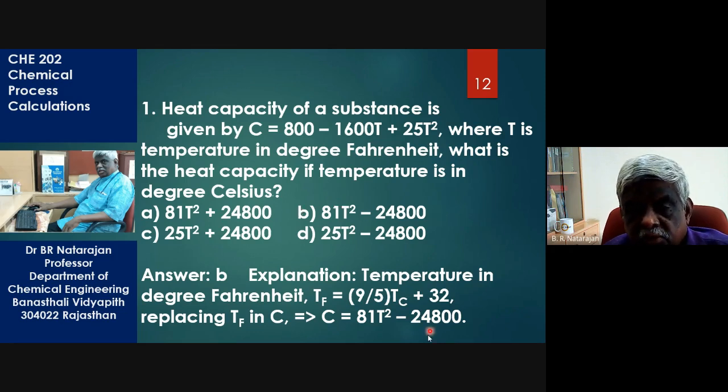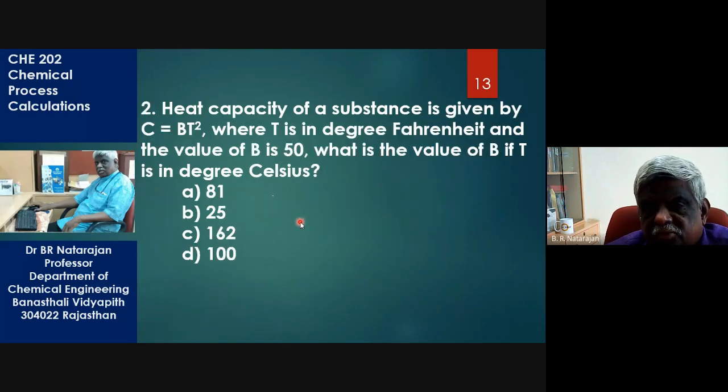Remember, I have not shown the step, but you should be able to do it, because in this, instead of T, I write 9 by 5 Tc plus 32. So instead of T square, I do square of 9 by 5 Tc plus 32, and then simplify the expression. I get 81 T square minus 24,800, which is what is correct answer B. Next question.